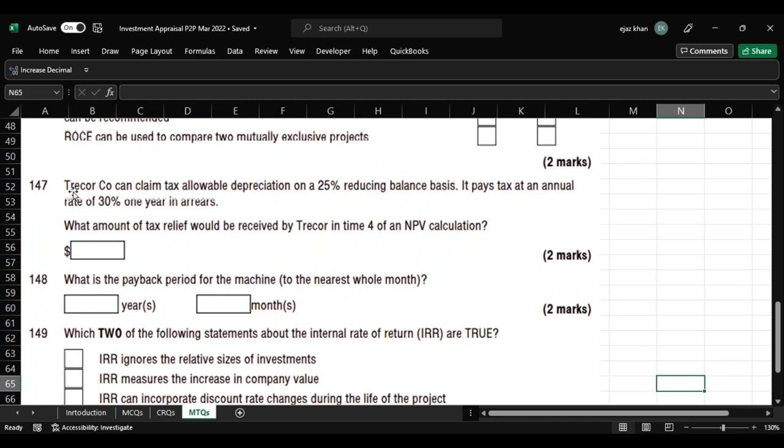Okay, we have another question. Trekor company can claim tax allowable depletion on a 25% reducing balance basis. It pays tax at an annual rate of 30%, one year in arrears. What amount of tax relief would be received by Trekor in time four of an NPV calculation? So you have to calculate the tax relief, the tax saving in the fourth year.